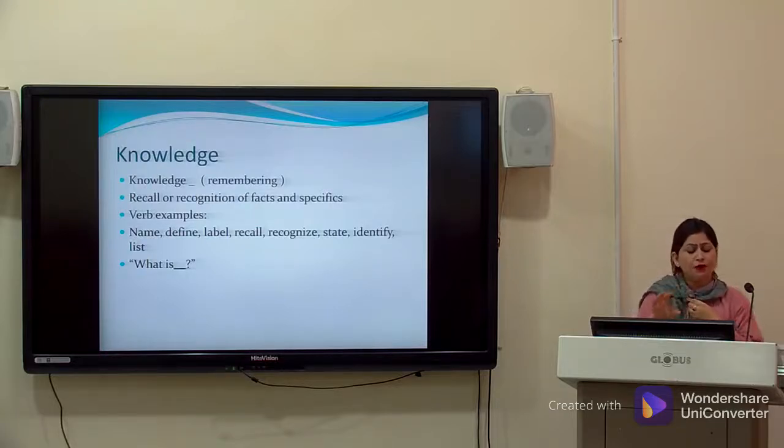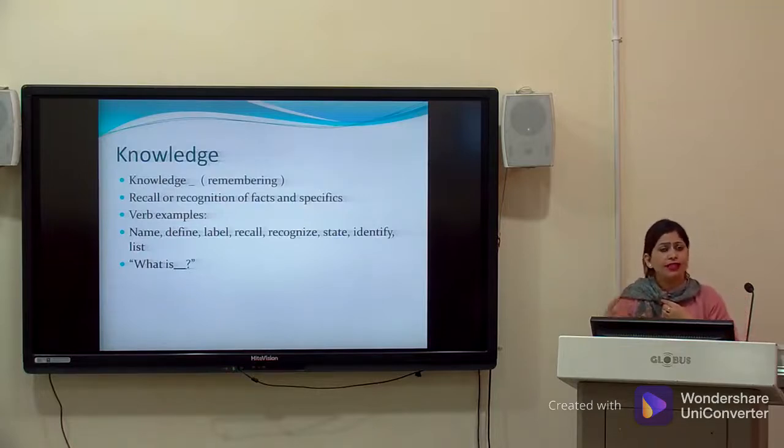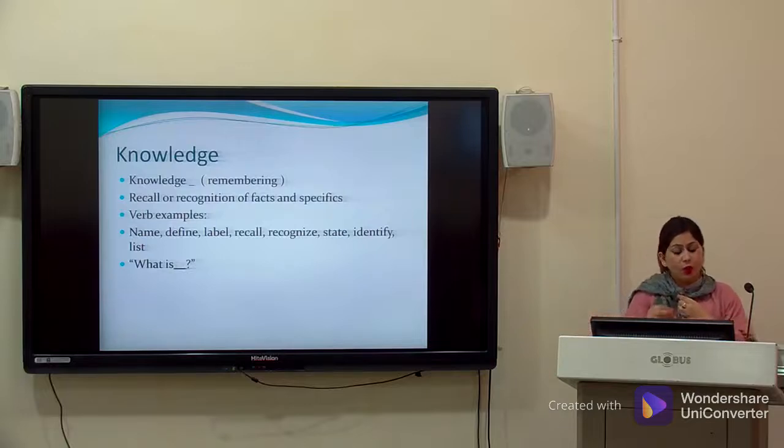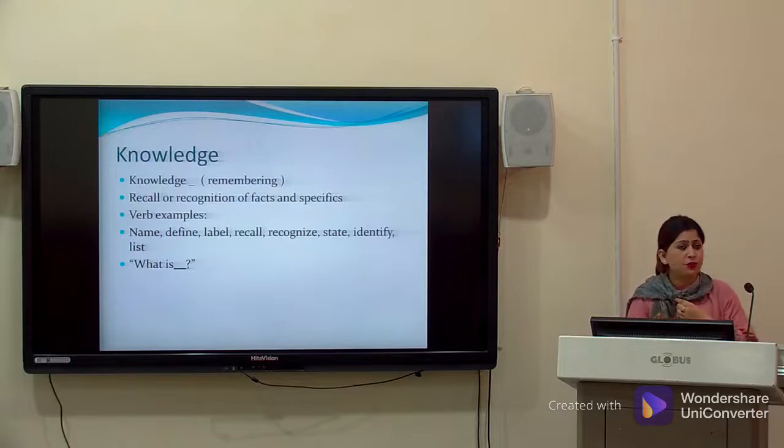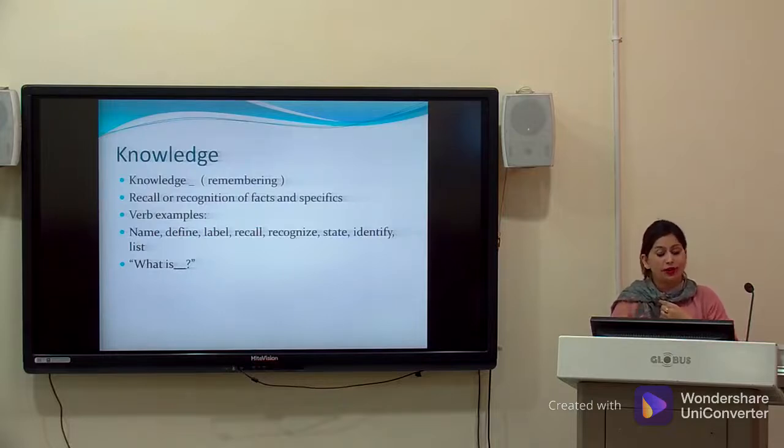Now we have to define the action verbs, because when Bloom's taxonomy was revised, everything was defined in verb terminology. When we define the action verbs of the knowledge domain, we have to frame the instructional objectives. The teacher will say name, define, label, recall, recognize, state, identify, list.